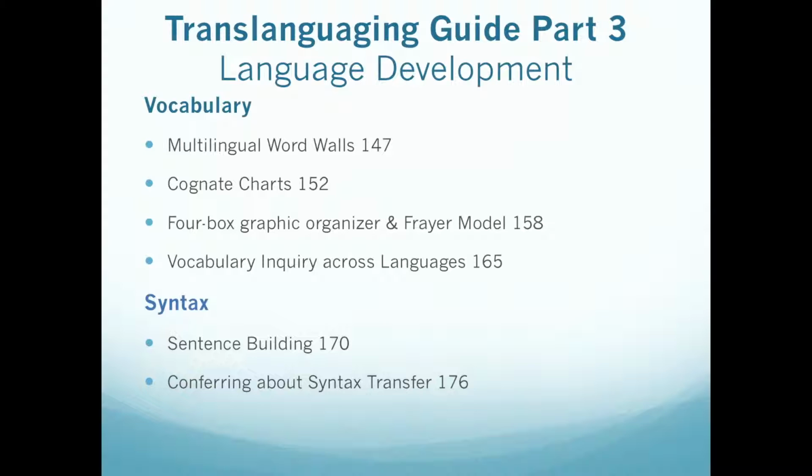In language development, for vocabulary strategies, there are 4. The first is multilingual word walls on page 147, cognate charts on 152, 4-box graphic organizers and Freyer models on page 158, vocabulary inquiry across languages on page 165. In the syntax section, there are 2 strategies. The first, sentence building on page 170, and conferring about syntax transfer, which is on 176.